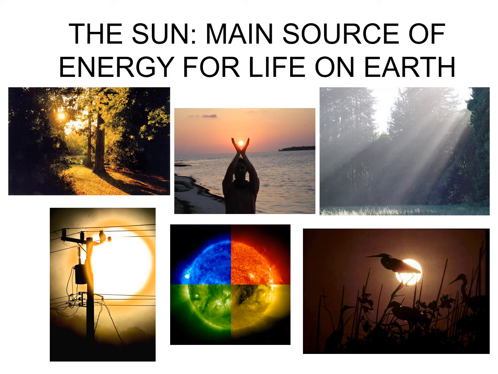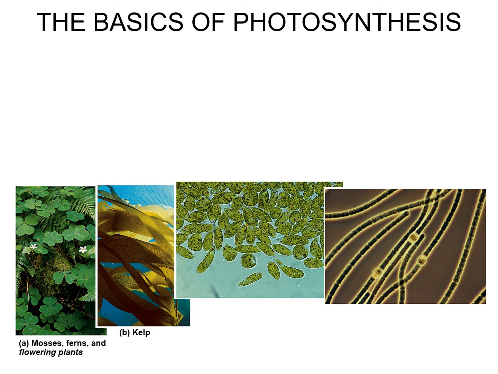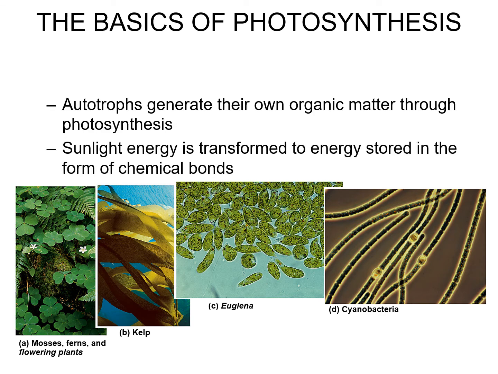Sun is the main source of energy for all life on earth. Photosynthesis is the process by which autotrophic organisms use light energy to make sugar and oxygen gas from carbon dioxide and water. Almost all plants are photosynthetic autotrophs, including some bacteria and protists. Autotrophs generate their own organic matter through photosynthesis. Sunlight energy is transformed to energy stored in the form of chemical bonds.